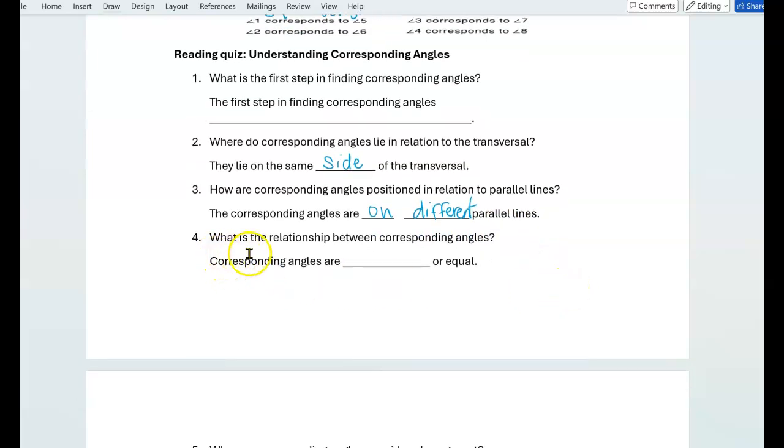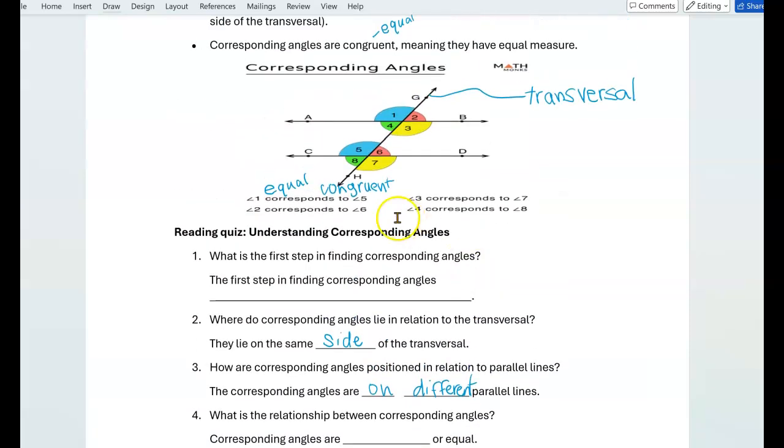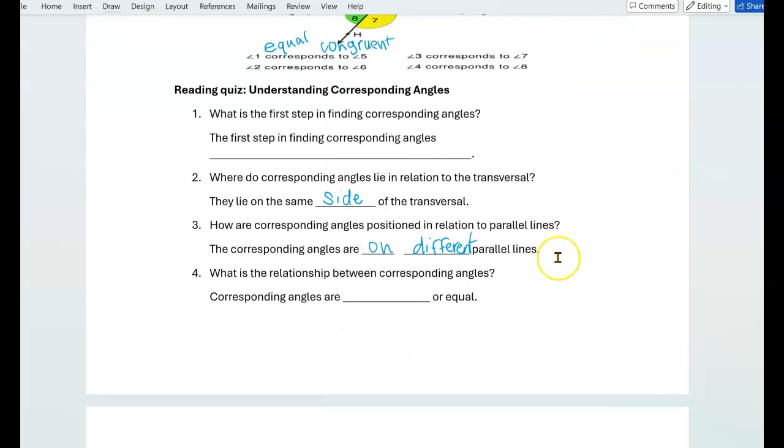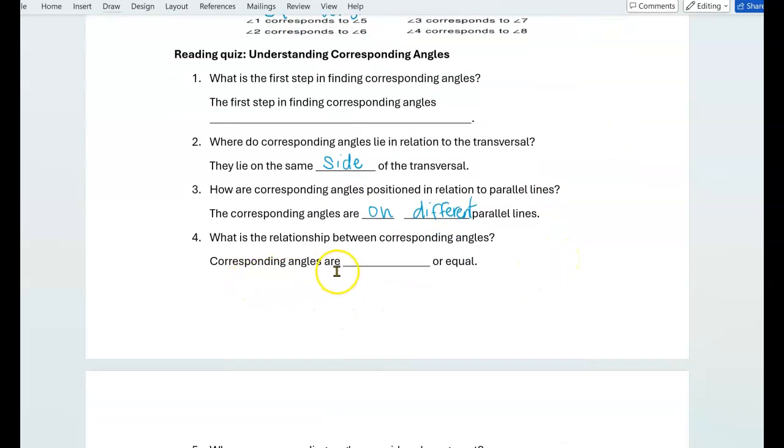Number 4, what is the relationship between corresponding angles? Corresponding angles are blank or equal. There it is, congruent. They're congruent or equal, right? Corresponding angles are congruent or equal.